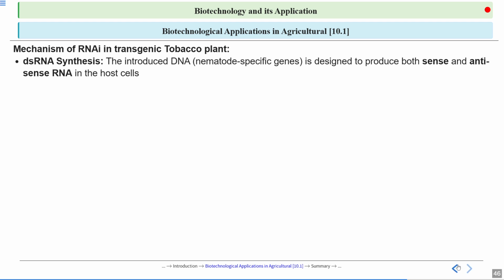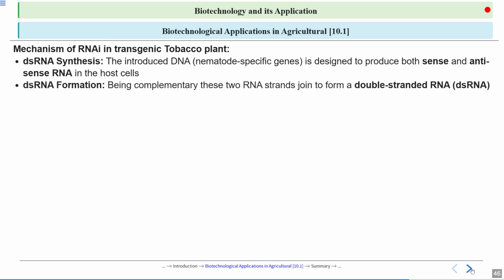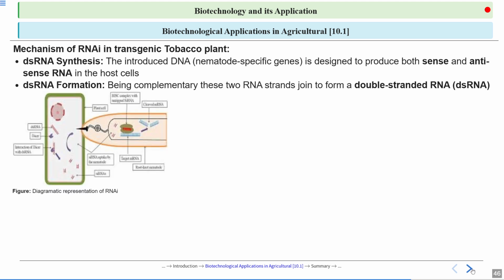So the mechanism of RNAi in the transgenic tobacco plant: double-stranded RNA synthesis. The introduced DNA, that is the nematode specific gene, is designed to produce both sense and antisense RNA in the host cells. Double-stranded formation will occur when these two complementary RNA strands join to form a double-stranded RNA. This is the whole diagrammatic representation of RNAi, how it has been done.